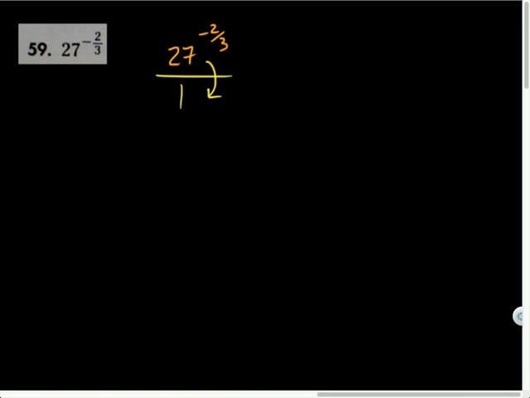It would move it downstairs. So that would be 27 to the positive 2/3 power. And the negative exponent moved upstairs. And what does a rational exponent mean? What does this 3 mean?